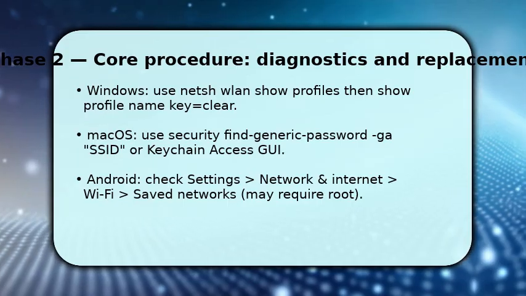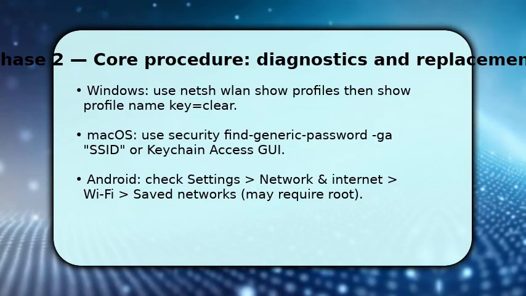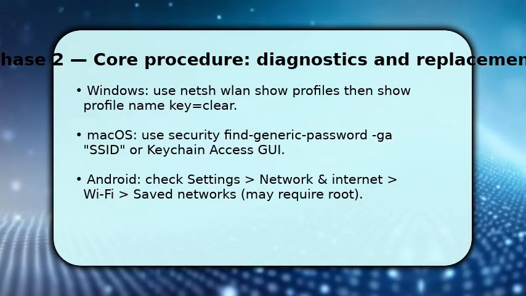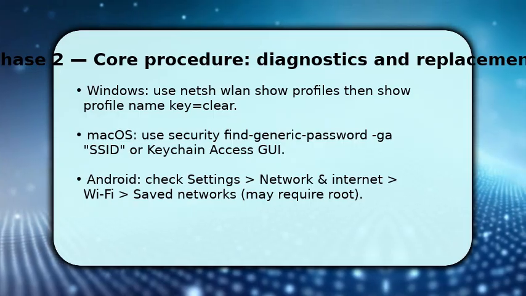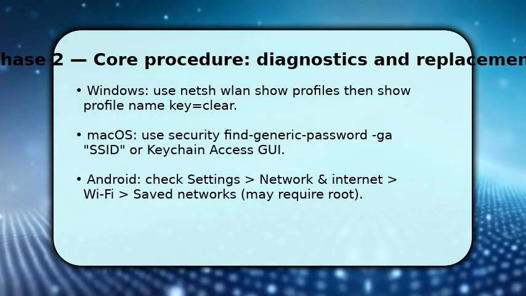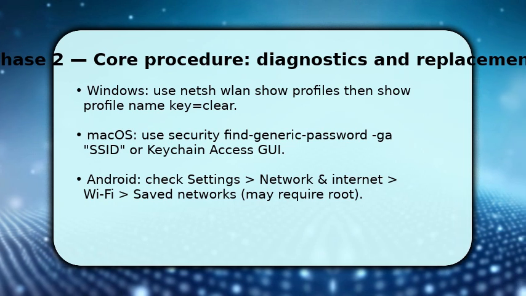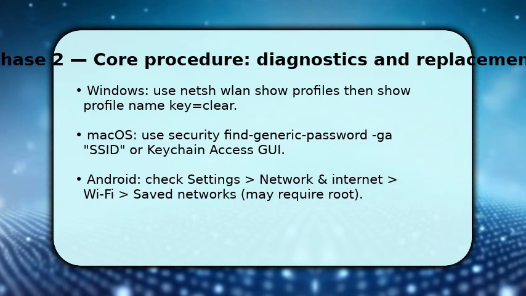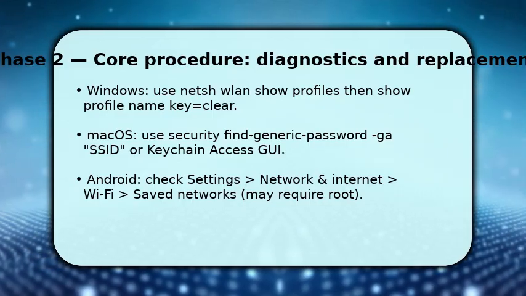On Mac OS, use Keychain Access, search the SSID, then check Show Password and authenticate, or run security find-generic-password -ga SSID and enter your user password. On Android, use Saved Networks in Settings or export Wi-Fi if available. Note, some phones require additional permission. Make sure to replace SSID with the exact network name.